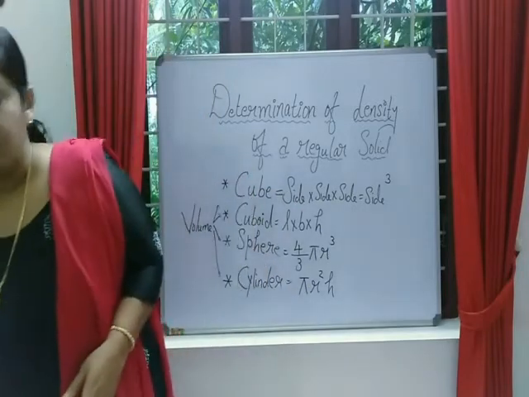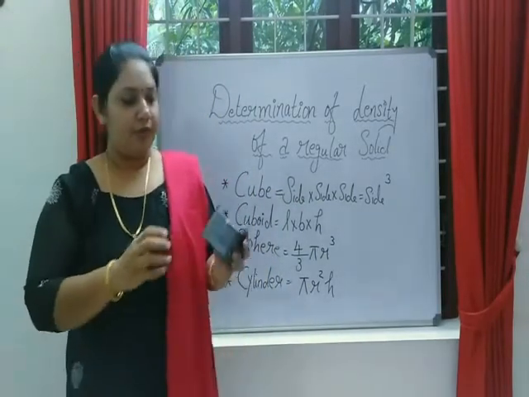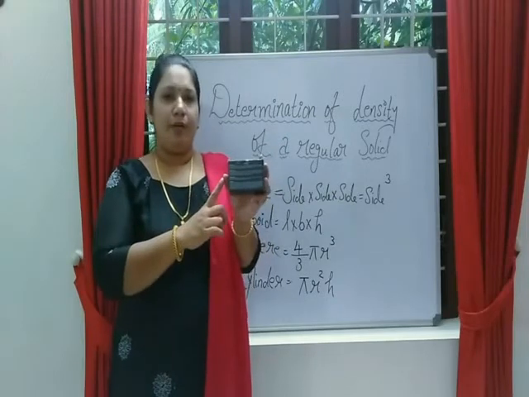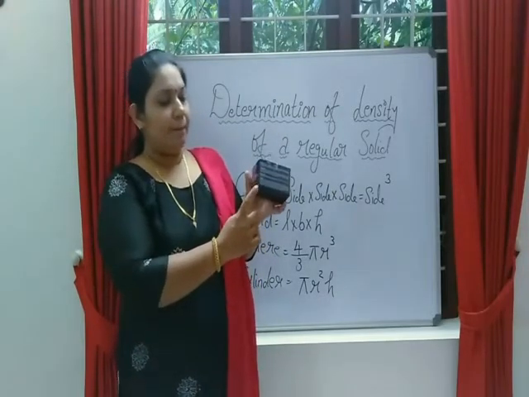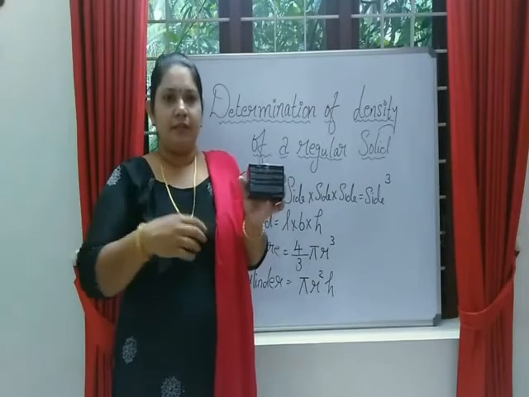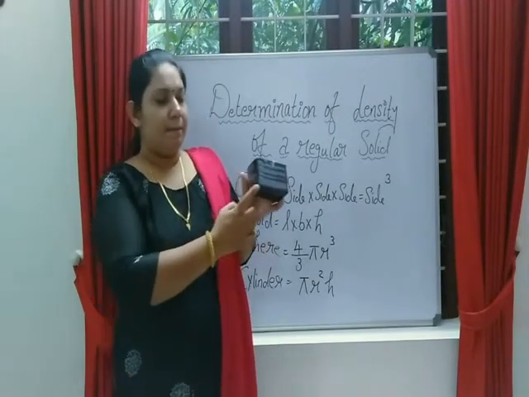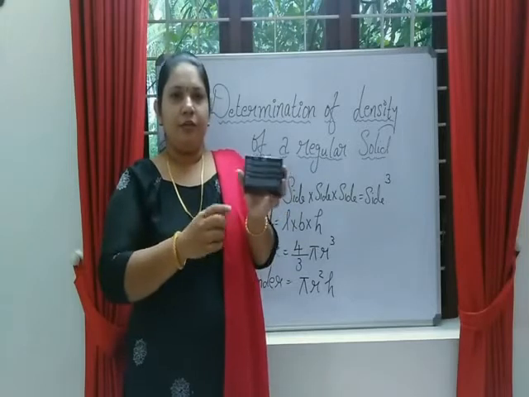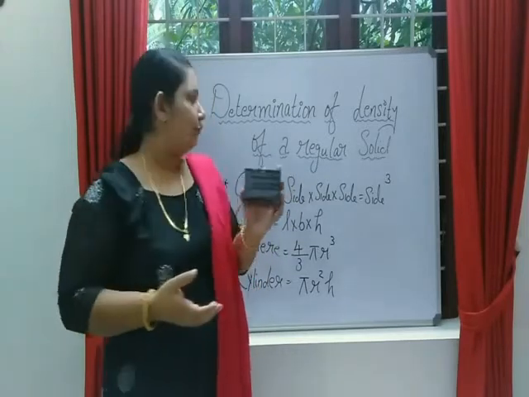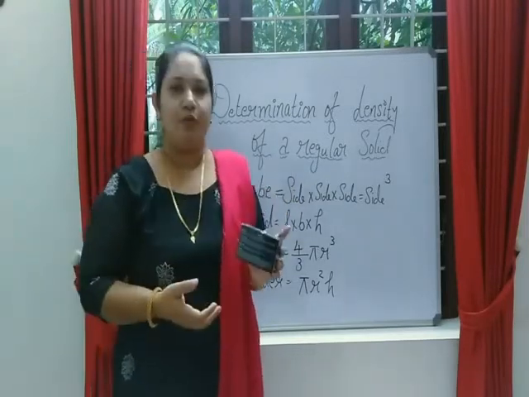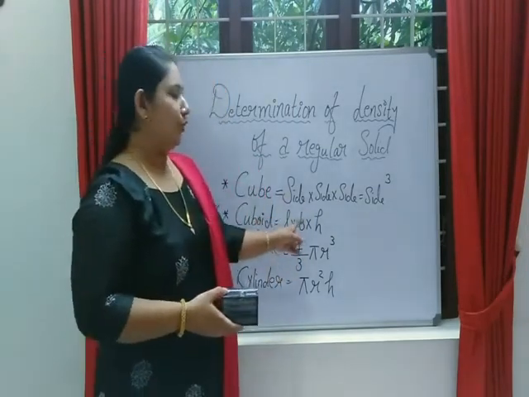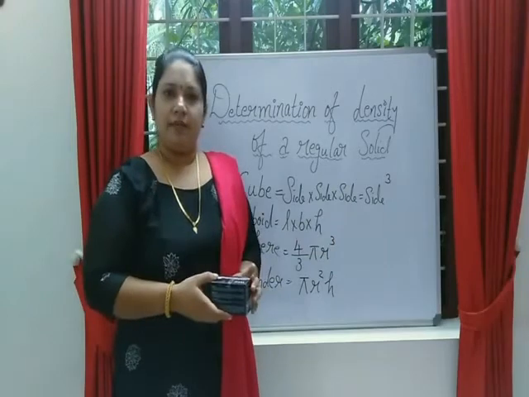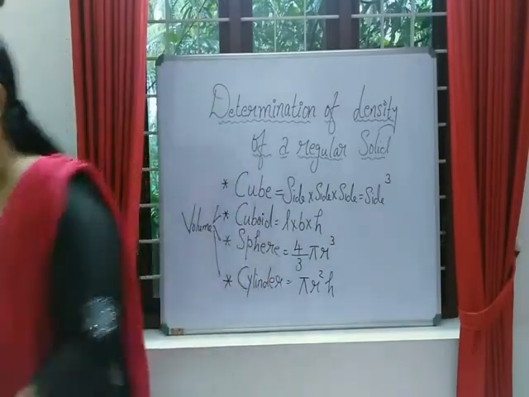Second one, volume of a cuboid. So here you can see it is a cuboid. This is the length, breadth and height. There is a difference in length, breadth and height. So for finding the volume of a cuboid, we will use the formula length into breadth into height. We have L into B into H. Clear?